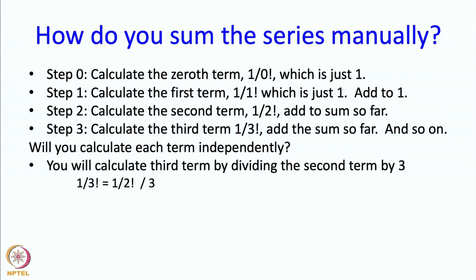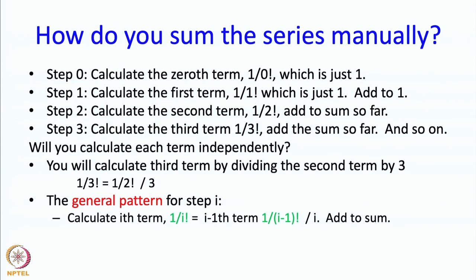Very likely, you will calculate the third term by dividing the second term by 3. So the third term is 1 over 3 factorial, the second term is 1 over 2 factorial, so that just needs to be divided by 3 in order to get 1 over 3 factorial. And this is a general pattern. So in step I, we need to calculate 1 over I factorial, and that is simply 1 over I minus 1 factorial divided by I.